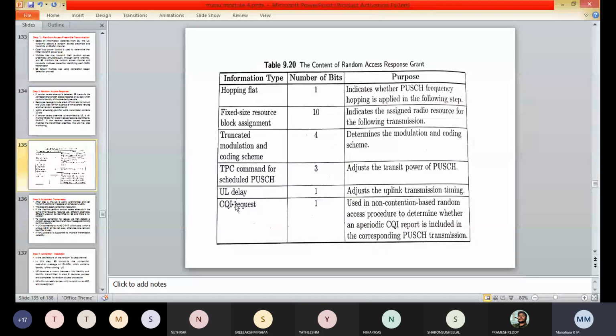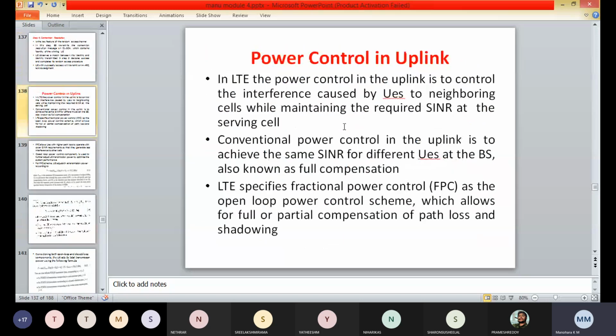Similarly, in the last we have the CQI request, the channel quality indicator request. The number of bits is 1. It is used for the non-contention based random access procedure, which will determine whether the aperiodic CQI report is included in the corresponding physical uplink shared channel. So this is about the random access procedures. Next we have power control in the uplink. It is also a very important concept.